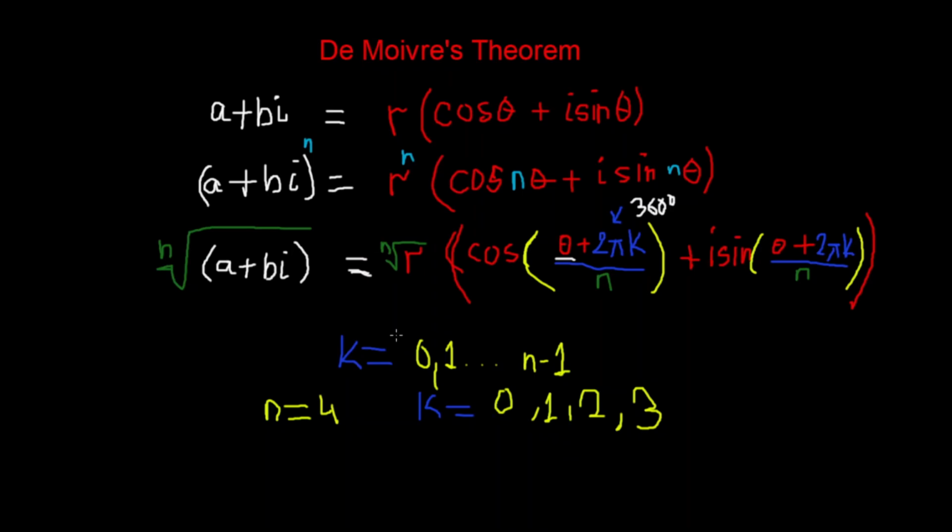So that's it. You have to remember all of these formulas. This is de Moivre's theorem. You should already know how to convert a complex number to polar form, and then you can apply de Moivre's theorem. Let's look at an example.